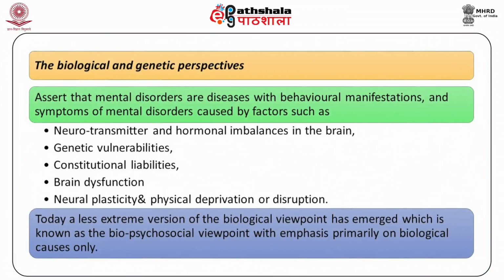The biological and genetic perspective asserts that mental disorders are diseases with behavioral manifestations, and that symptoms of mental disorders are caused by factors such as neurotransmitter and hormonal imbalance in the brain, genetic vulnerability, constitutional liabilities, brain dysfunction and neural plasticity, and physical deprivation or disruption. Today, a less extreme version of the biological point of view has emerged, known as the biopsychosocial viewpoint, in contrast with an emphasis primarily on biological causes only.